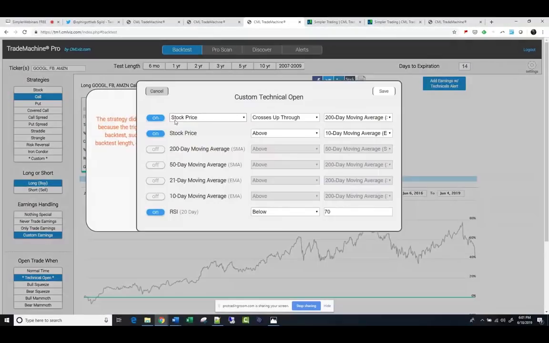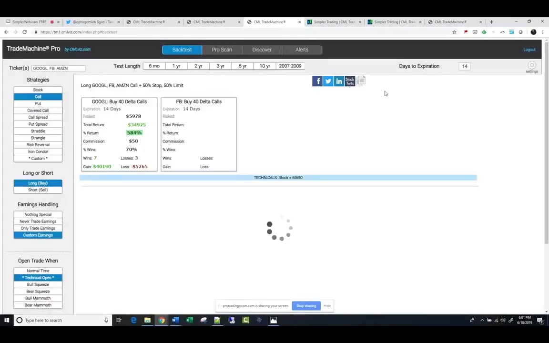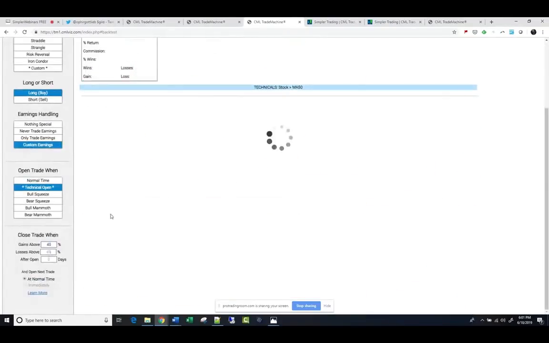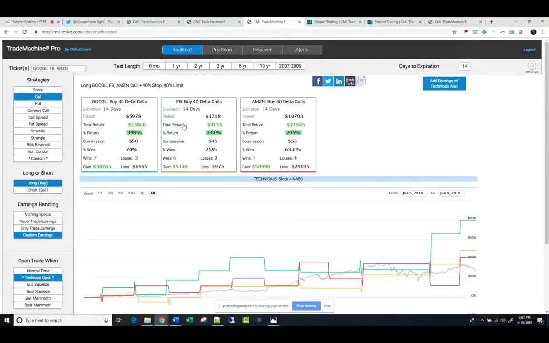Sorry about that. Stock price above the 50-day moving average. Cool. And here we go. Now all of a sudden, these are looking a lot better. Stops and limits at 40. And these are the trades we want. We want to go right up to that day.